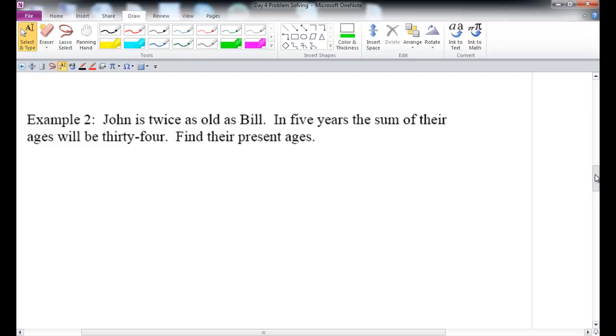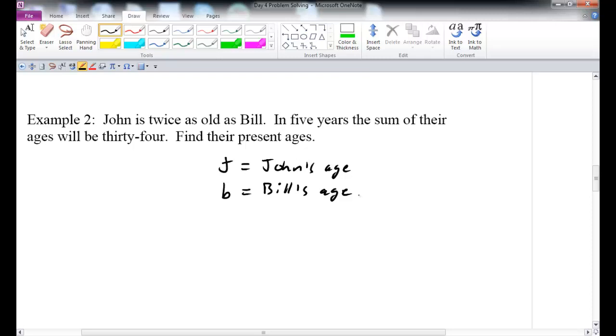John is twice as old as Bill. In 5 years, the sum of their ages will be 34. Find their present ages. Okay, let's start with some let statements. These are pretty easy. J is John's age. And let's go with B for Bill's age. Okay. Now we set up two equations, and then we'll substitute into one of them and solve.